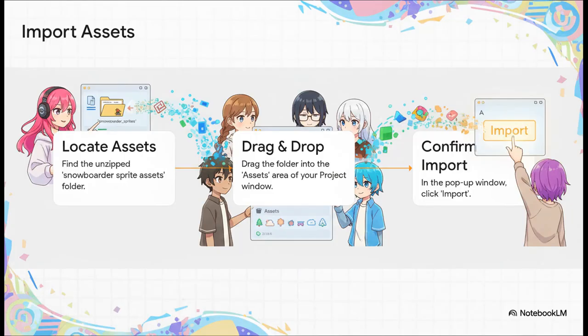So, once Unity has finished loading up, you'll see the classic editor layout. Just look down at the bottom for the Project window. That's basically the filing cabinet for your entire game. Now find that Snowboarder Sprite Assets folder you just unzipped and literally just click and drag the whole thing right into the Assets area in that Project window. Unity will do its thing, and you'll see the folder pop up right inside your project, all ready to go.